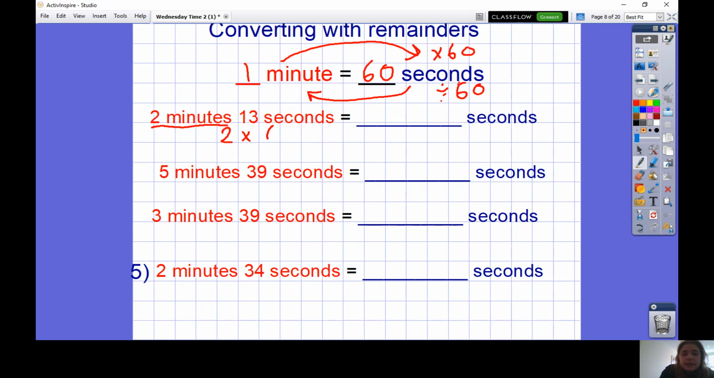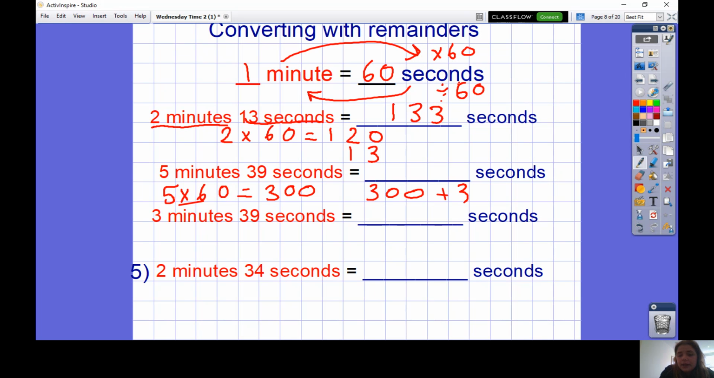Step 1 is to do your total number of minutes. 2 minutes times 60 is equal to 120, and then add on the extra seconds. 120 add 13 would give me 133. Let's have a look at the next one then. I've got 5 minutes first, so that's 5 times 60. 5 times 6 being 30, so that's 300. And then I need to do 300, add 39.